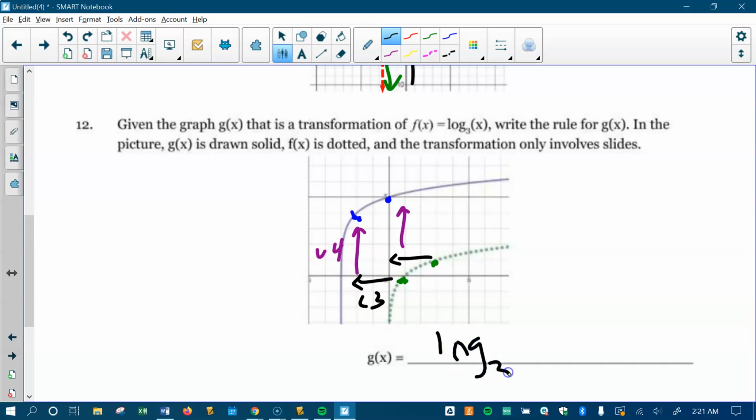log base 3 of x, left 3, is going to be plus 3. Remember to do the opposite. They're going in a negative direction, add 3 instead. And to go up 4, plus 4, and that's my new equation for g of x.